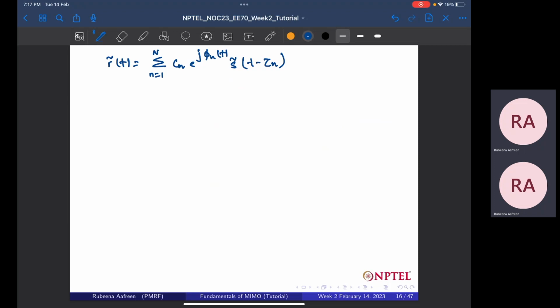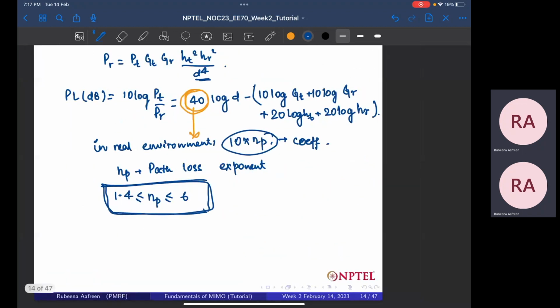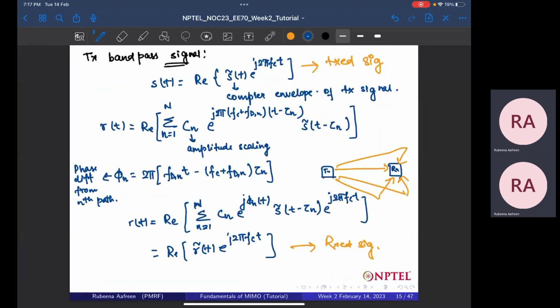And there could be some noise added, but we are taking a noiseless channel right now. This is the noiseless received signal. Further, we will add noise, but that is not our concern right now. That is why we have considered the noiseless received signal.